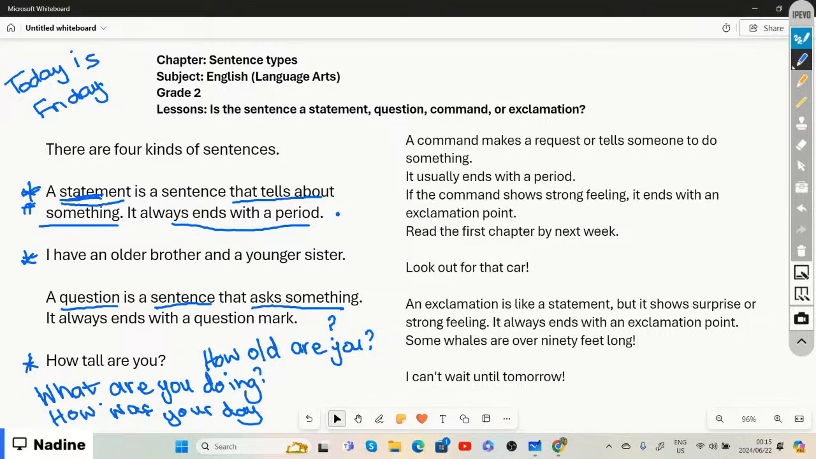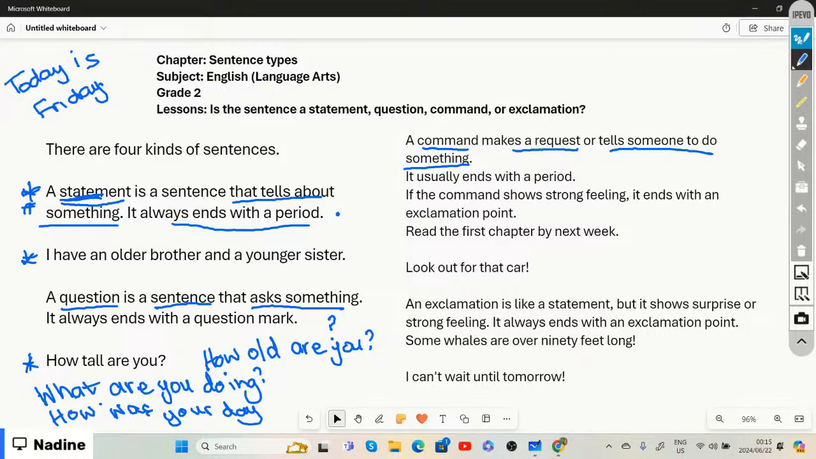Then we have a command, right? And a command makes either a request or it tells someone to do something, right? So if your parent were to tell you to do something, that is a command. I think the word command sounds almost like demanding, but it's not anything demanding, right? A command is just a form of sentence that tells you to do something.